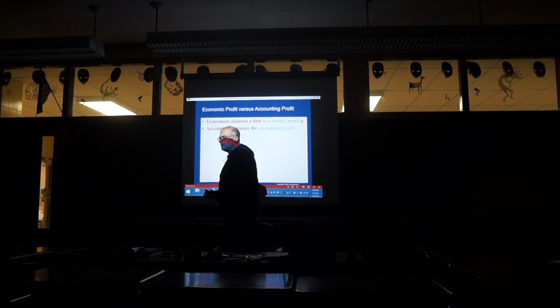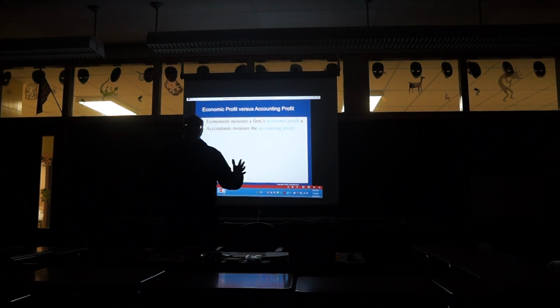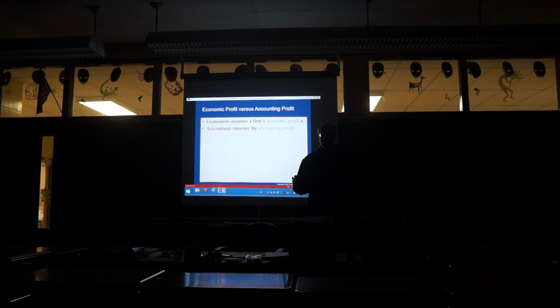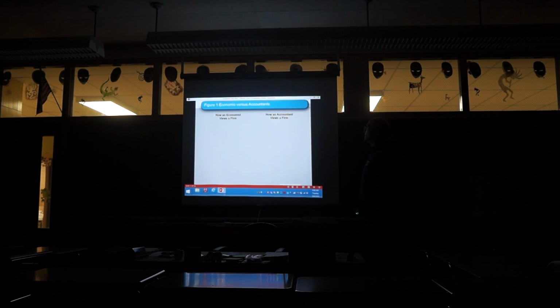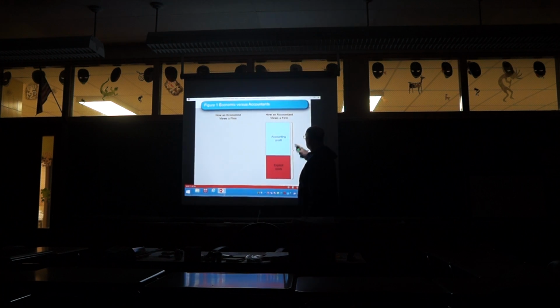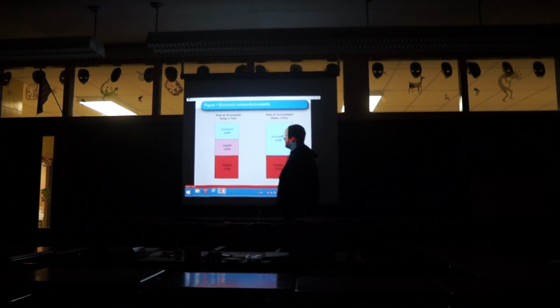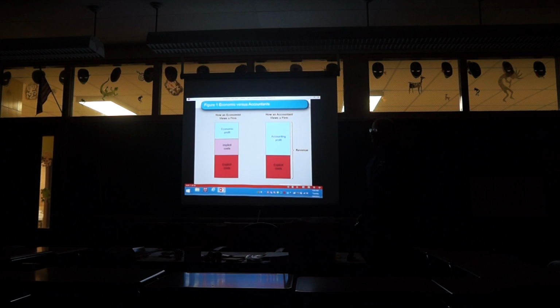Now, sometimes they'll ask you, when you're looking at economic profit, why do businesses stay in business and have zero economic profit? The reason is they're still making accounting profit. In the graph, accounting profit is revenue minus explicit cost, and economic profit subtracts both implicit cost and explicit cost.